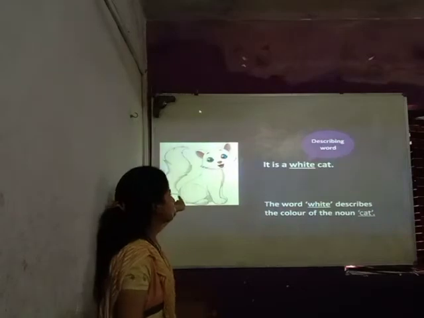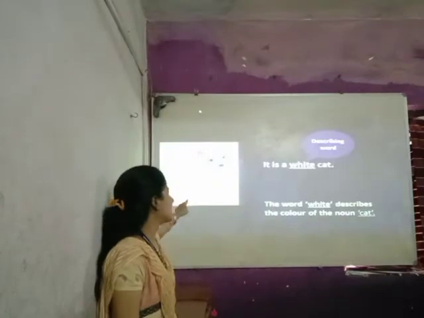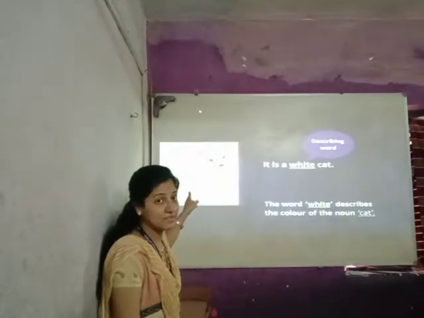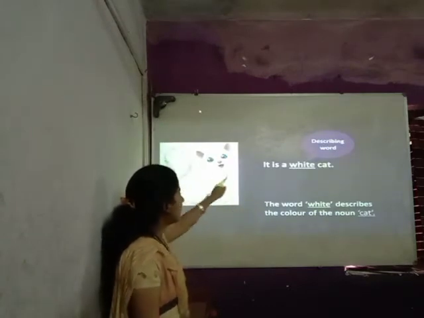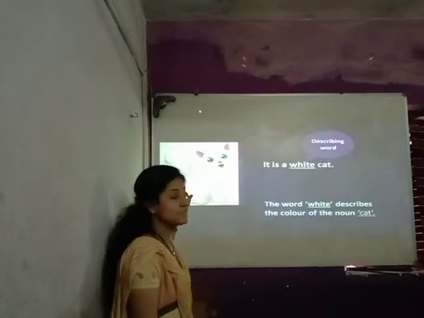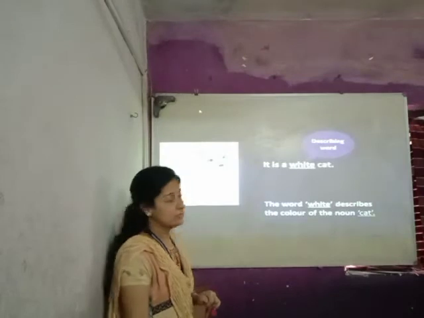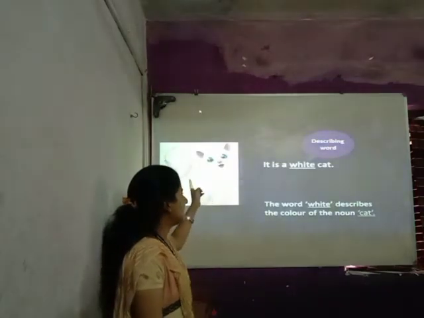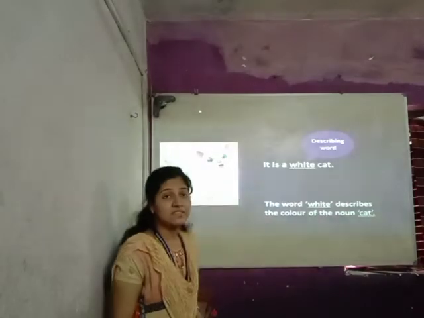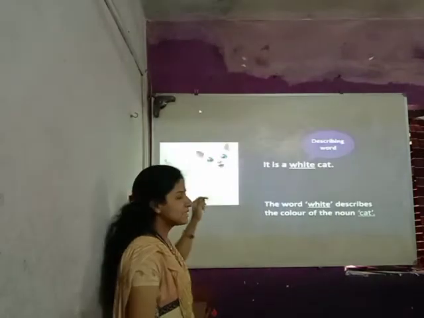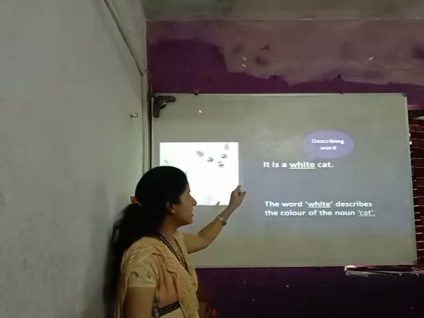Now see. It's a cat? Yeah, but it is a white cat. Which color is this cat? Yes, it's white. So it is a white cat. The word white describes this cat. So here white is a describing word. White is the color of the cat. White describes the color of the cat. So, white is a describing word and cat is a naming word. Understood?